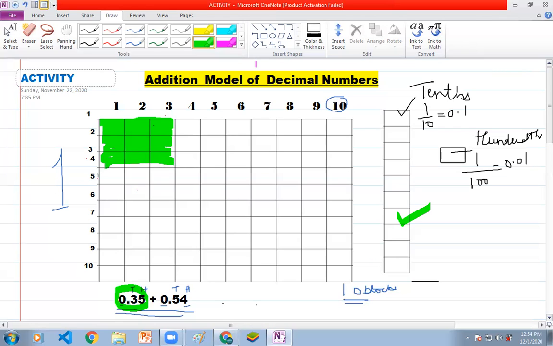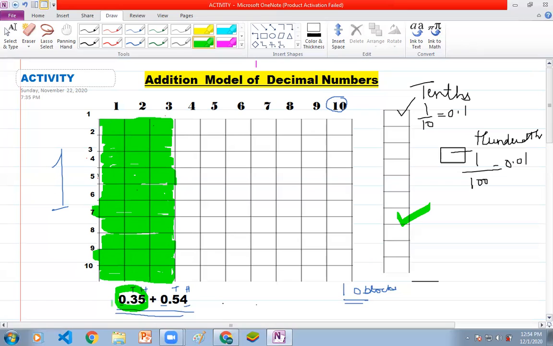So you have to take a color and you have to shade 3 columns. In this way you have to shade 3 tens. So 3 columns means you have to shade 3 tens, because each column is representing 1/10. So if you are taking 3 columns together, it means that you have represented 0.3.